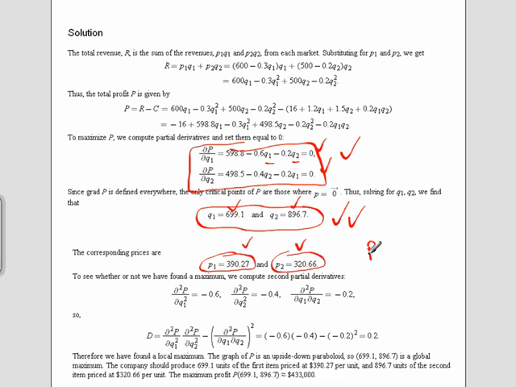So let's look at the second derivative of profit with respect to Q1, Q1. So that is going to equal negative 0.6. And the partial of Q1, Q2 is negative 0.2. And the partial of Q2, Q2 is negative 0.4.